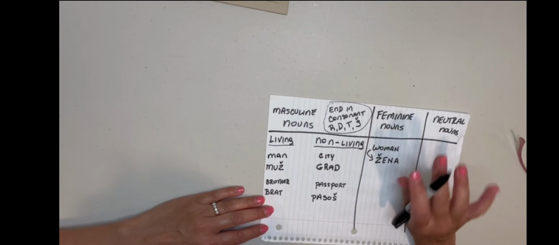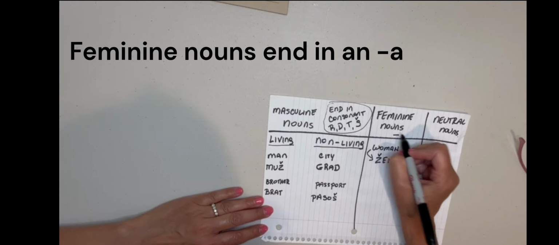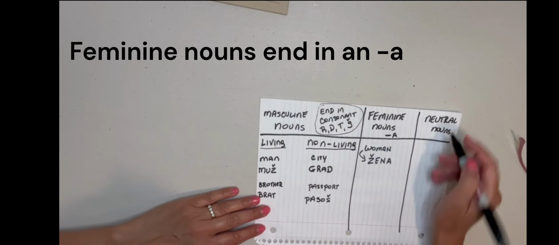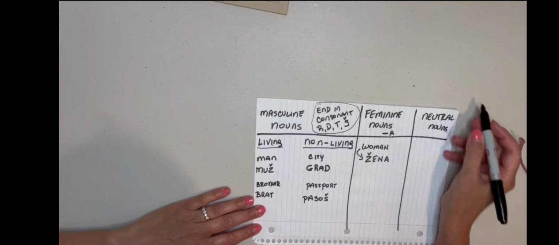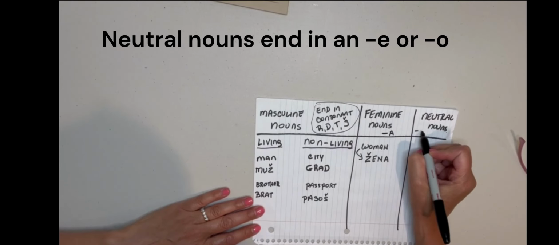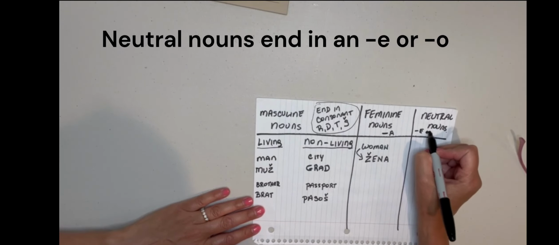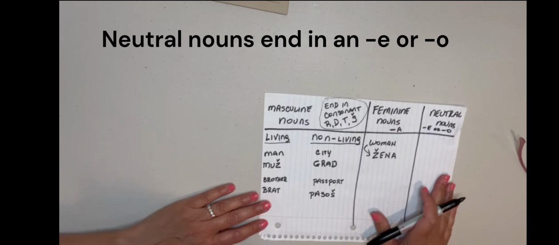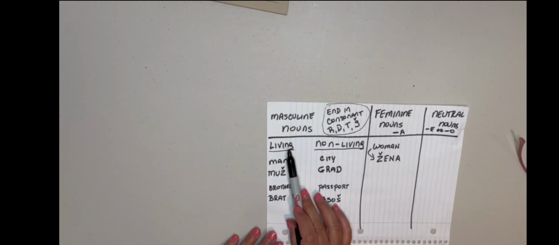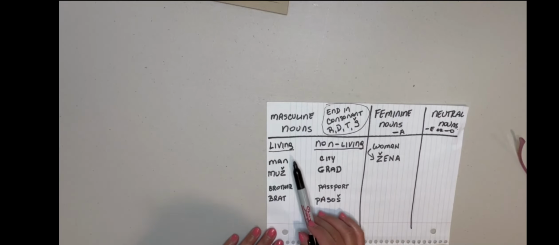In general, feminine nouns end with an A. And in general, neutral nouns end with an E or an O. So let's give some examples here. Let's focus on masculine nouns.